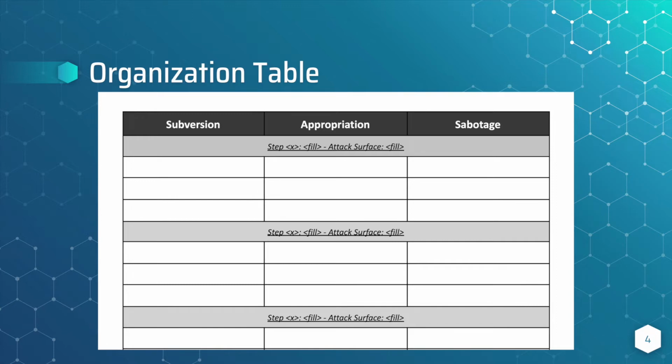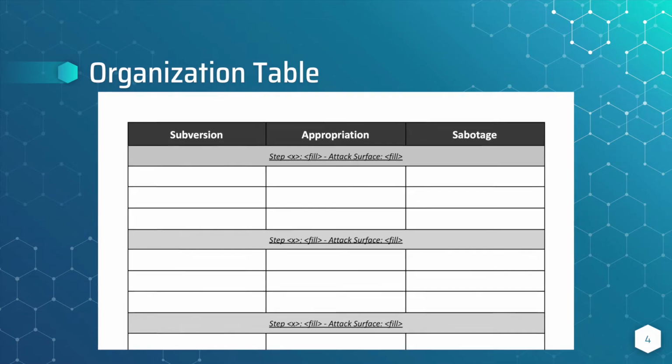The second classification is appropriation, which is obtaining data from the IC. Again, this can come in many forms, such as side channel attacks and various physical attacks, but the main objective is to obtain data from the IC.